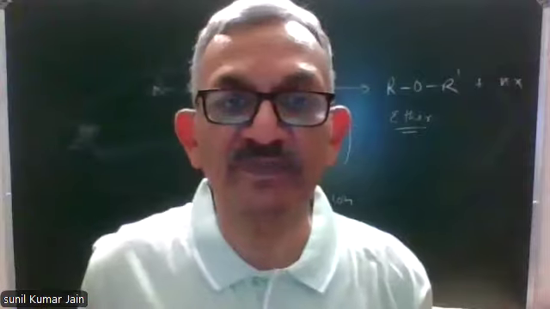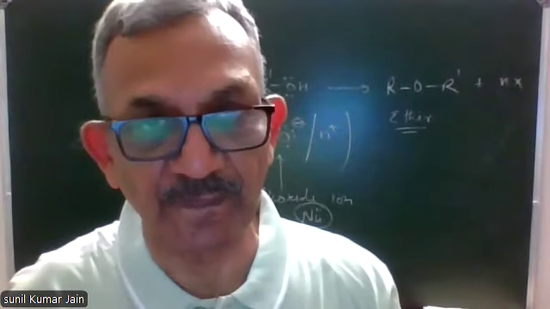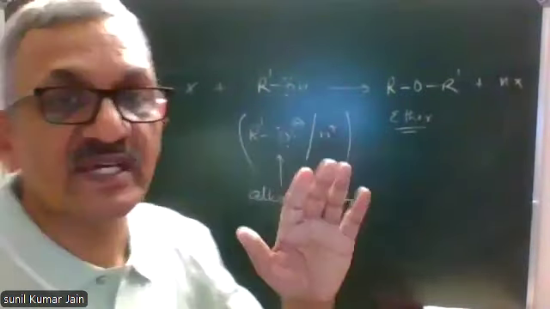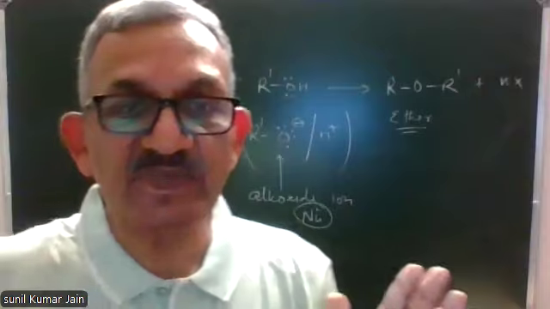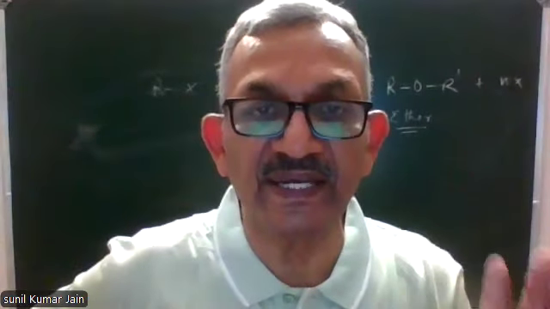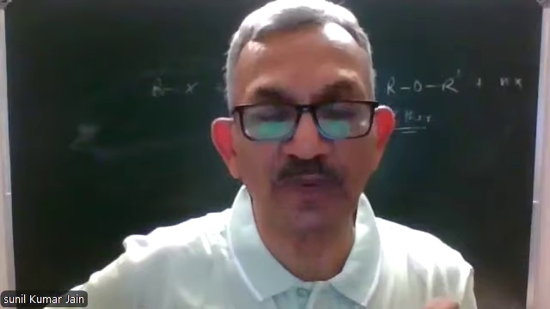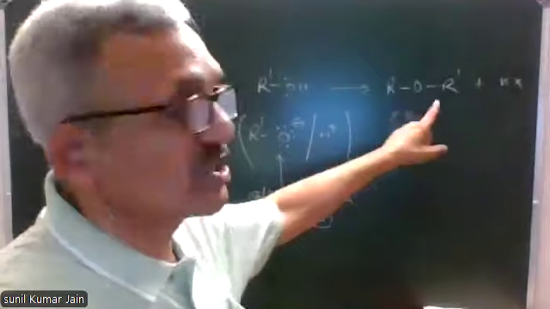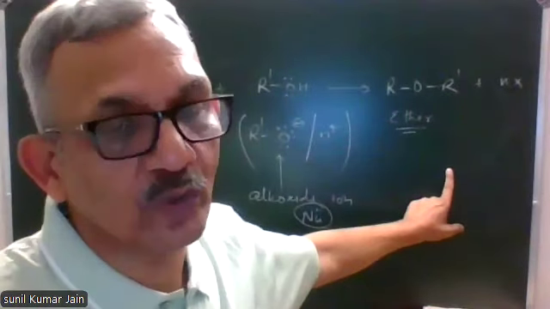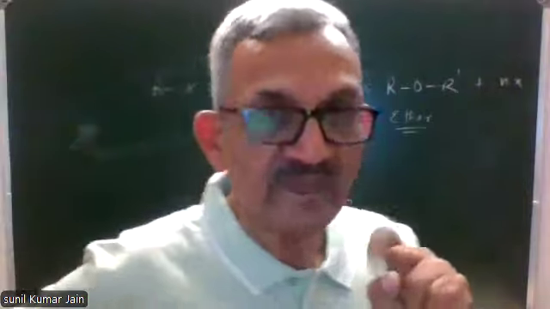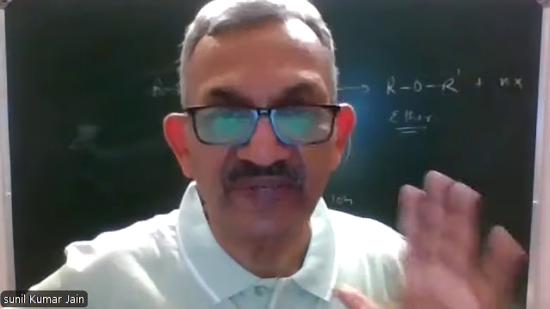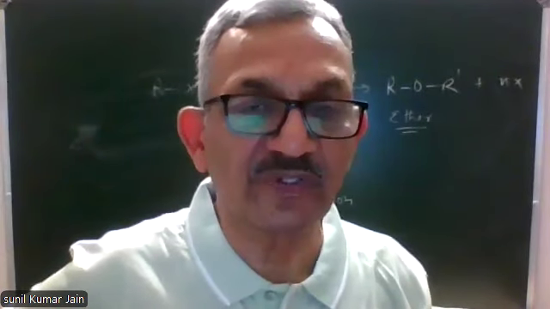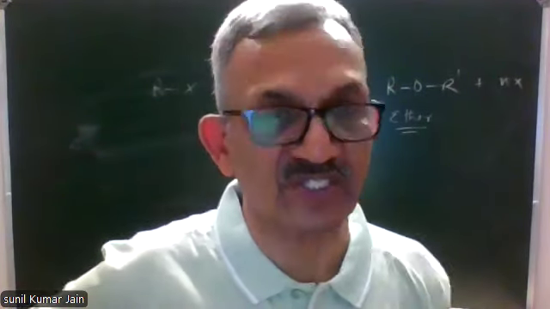But this reaction for the formation of an ether is a slow reaction. Why is it a slow reaction? Because alcohols are weak acids. Weak acids means ionization of alcohol to generate alkoxide ion, that is a slow process. Since nucleophile is generated slowly, the reaction is slow. Formation of ether is a slow process. Now, this reaction will be fast if generation of alkoxide ion, generation of nucleophile somehow becomes fast.